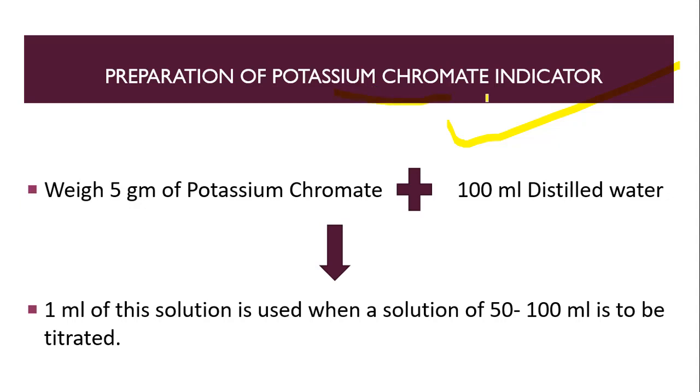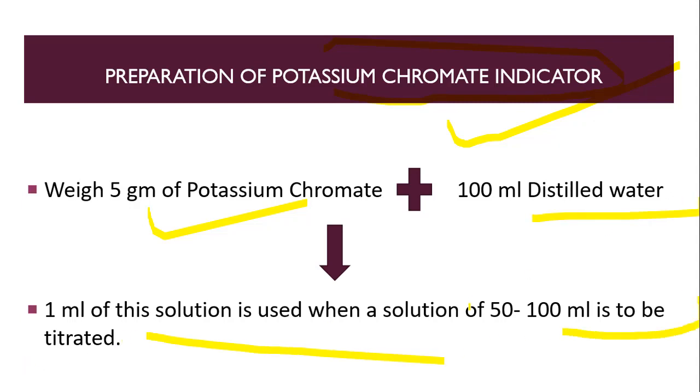Now see the potassium chromate indicator. This is the preparation from the IP, how we can prepare the potassium chromate indicator. Here we have to weigh 5 gram of potassium chromate and dissolve it in distilled water, and from this we can add 1 ml of solution as an indicator for this much amount of titrant we titrated.